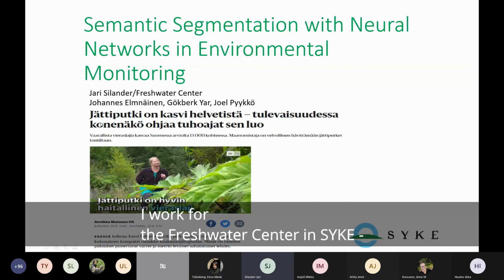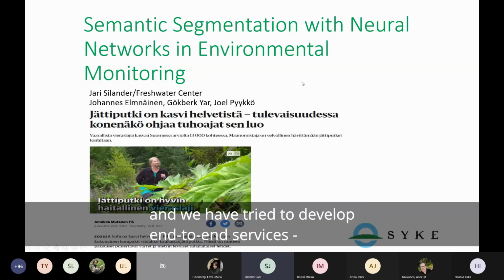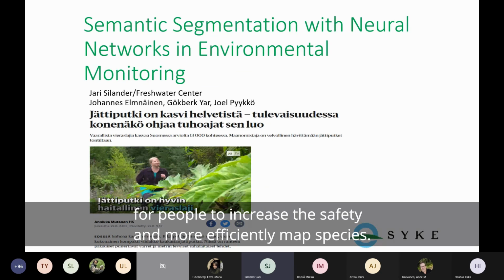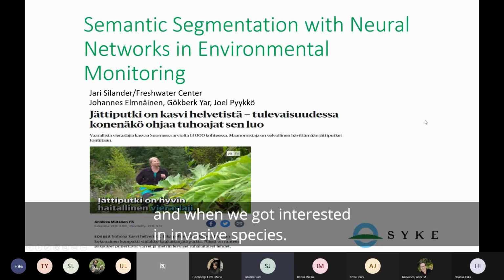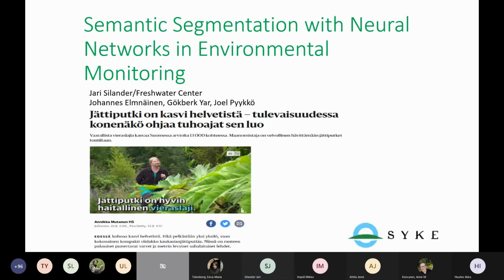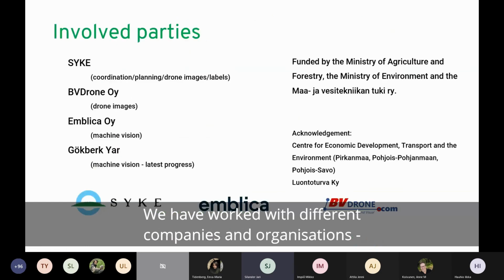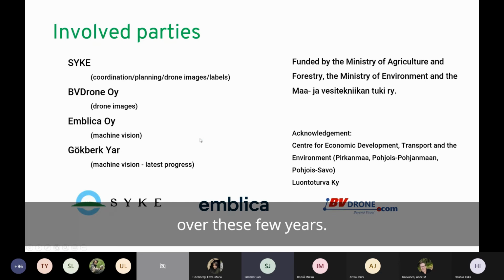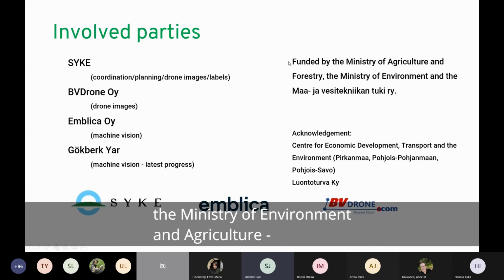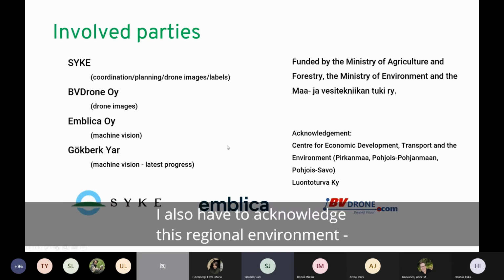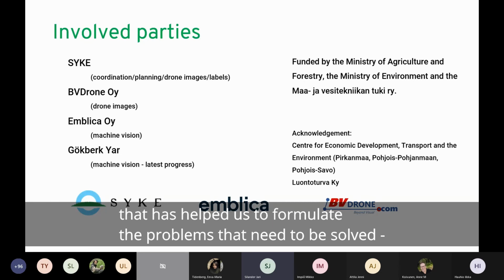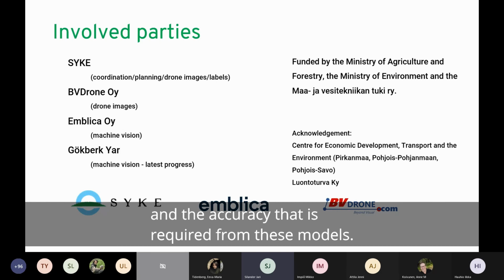Thank you. I work for the Freshwater Center in SYKE, and we have tried to develop end-to-end services for people to increase the safety and more efficiently map these species. This picture is from the Helsingin Sanomat about 5 years ago when we started one of these projects and when we got interested in invasive species. We have worked with different companies and different organizations over these few years. And then we have had different funders, the Ministry of Environment and Agriculture, and then Maa- ja Vesitekniikan Tuki. And I also have to acknowledge these regional environment centers that have helped us to formulate the problems that need to be solved and the accuracy that is required from these models.